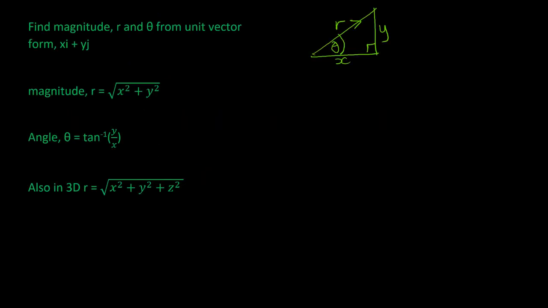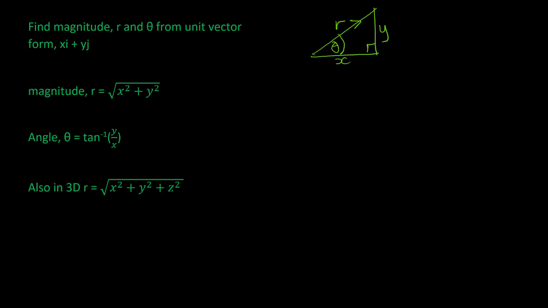If we have a vector given in this unit vector form, we can use that to find the size or the magnitude, if you like, of the vector, which we're going to call R. R is going to be the square root of x squared plus y squared. If you just have a look at the diagram here and think about Pythagoras, you can see how that works.